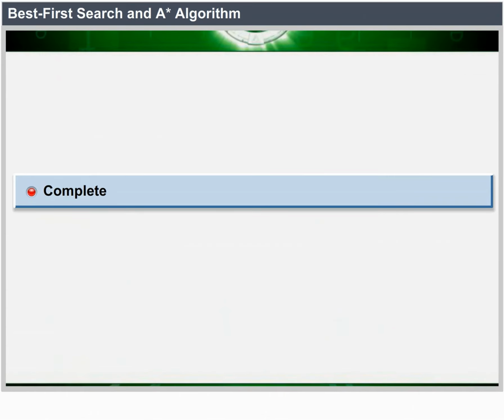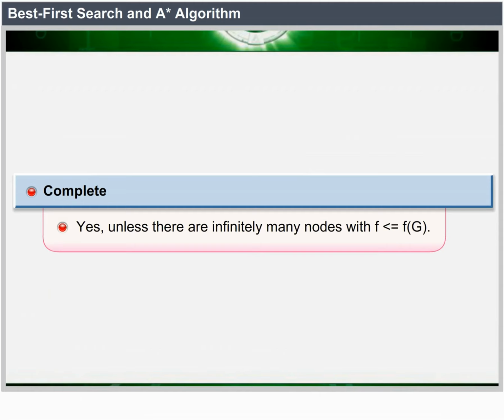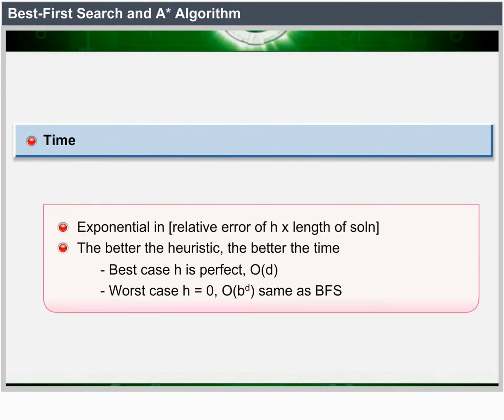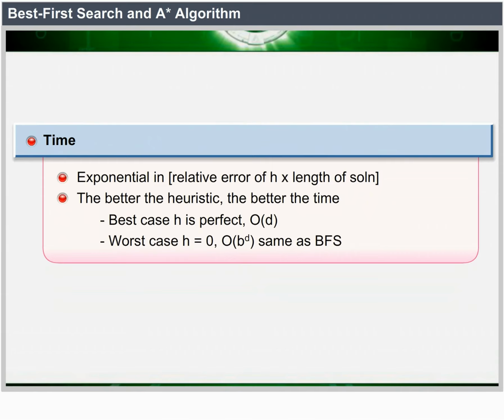Complete? Yes, unless there are infinitely many nodes with f less than or equal to f(g). Time: exponential in the relative error of h times the length of the solution. The better the heuristic, the better the time. In the best case, h is perfect, and the time is O(d). In the worst case, h is equal to 0, and it is O(b to the power d), the same as BFS.